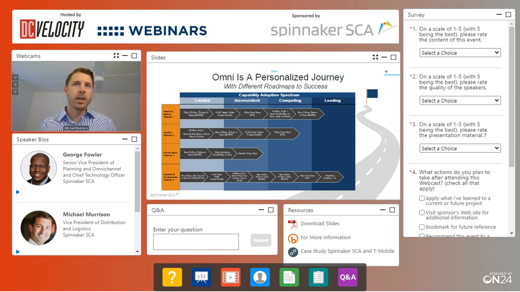And so if we take that same maturity scale, this gives you a quick look of, hey, how far along would we consider that they are? A couple of them leading, some competing, one inconsistent. And so how have they gotten there? So if you look at the chevrons kind of from left to right, that's the sequence of enablement of certain capabilities that you would have seen on that menu we talked about earlier.